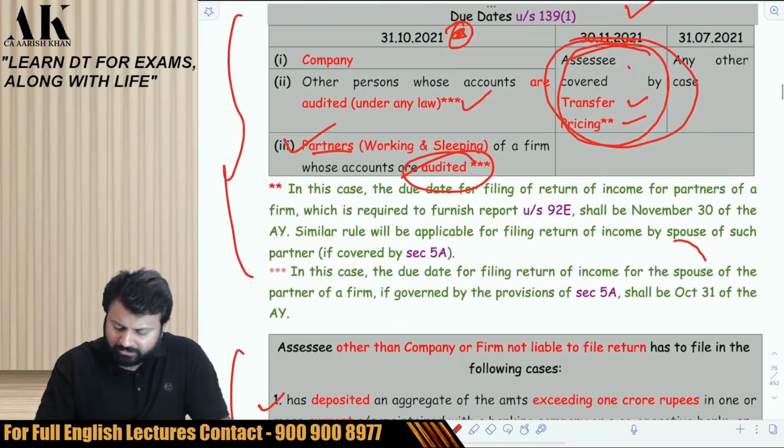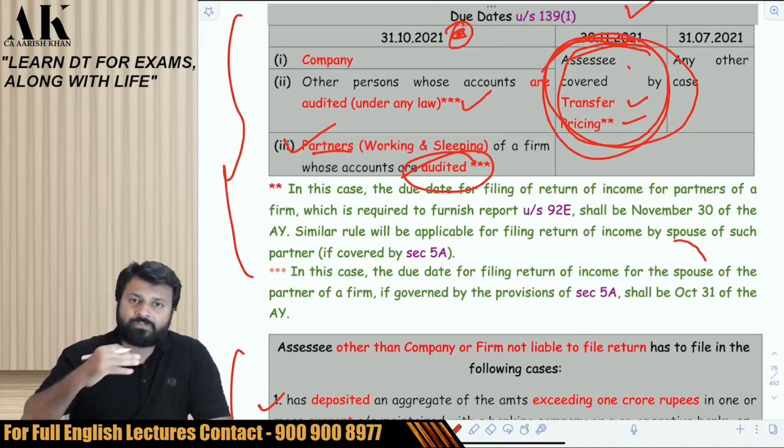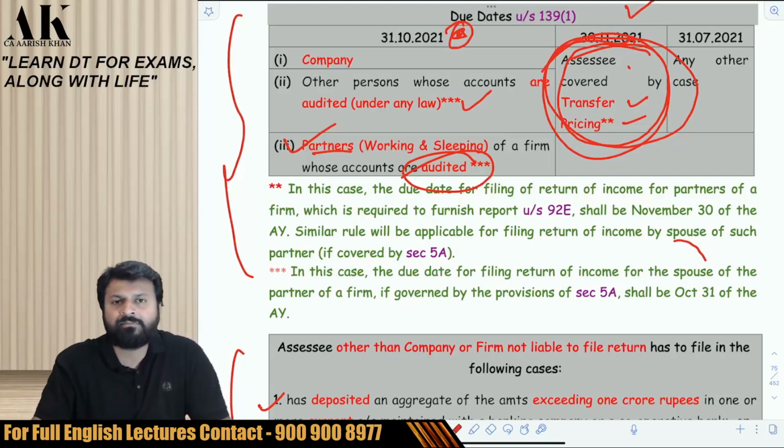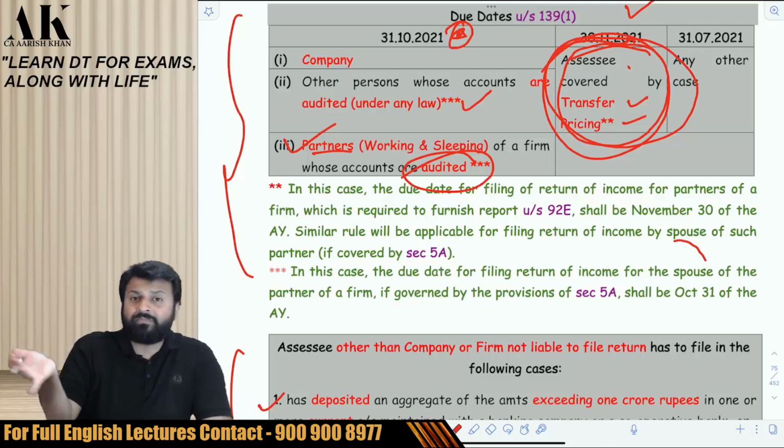The same amendment has been made here also. That there is a partnership firm which is subject to transfer pricing, and there is one partner, the husband, who is part of that partnership firm. So if the firm is filing in November, then the husband, who is a partner, will also file in November.